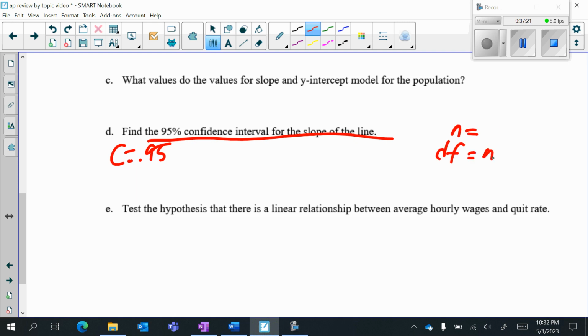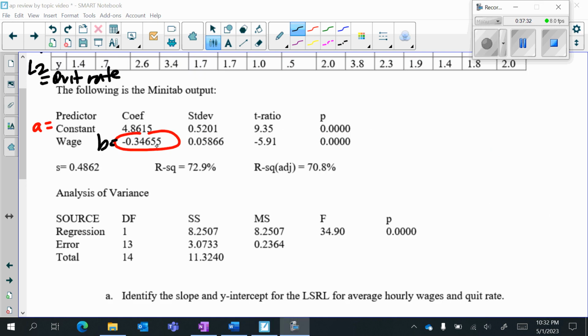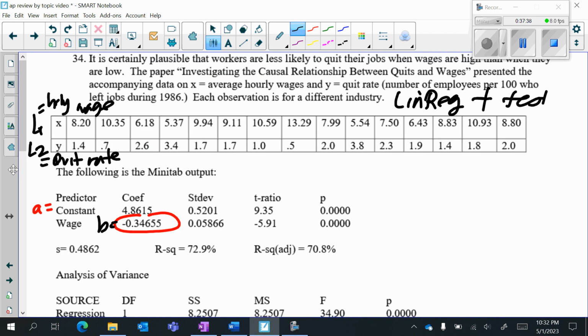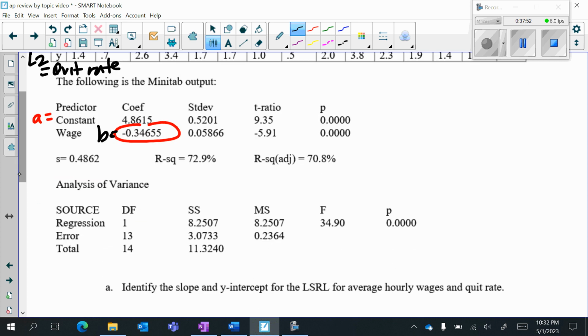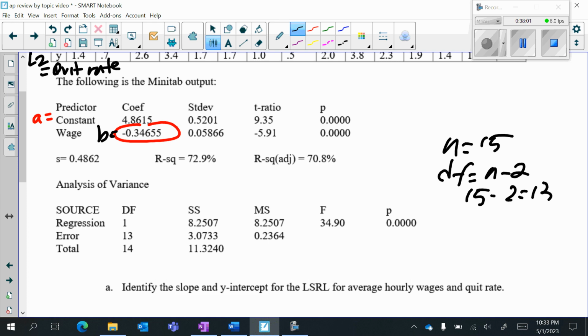Write down the sample size. For the degrees of freedom, you're going to do n minus 2 for this one. You're going to look up the slope. You're going to do the formula: statistic plus or minus t star times the standard error of the slope. So you got negative 0.34655 for the slope. And then the sample size, I don't know if they gave it to you, so you actually have to count it. 1, 2, 3, 4, 5, 6, 7, 8, 11, 12, 13, 14, 15. Sample size 15. Sometimes it says it in the statistic output. It doesn't look like it does. Degrees of freedom equals n minus 2. 15 minus 2 equals 13.